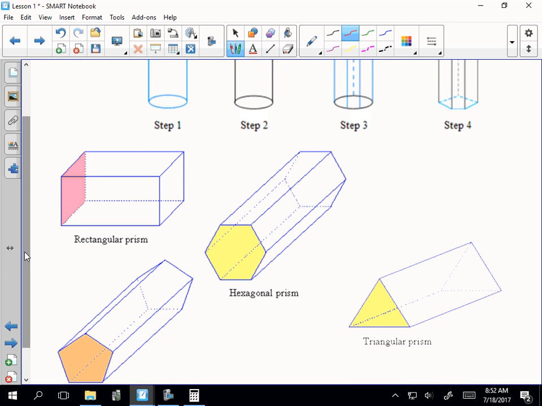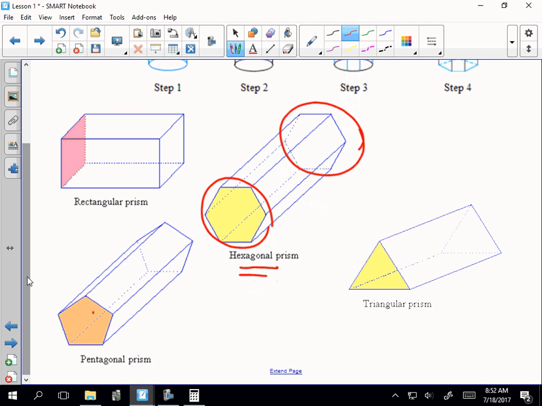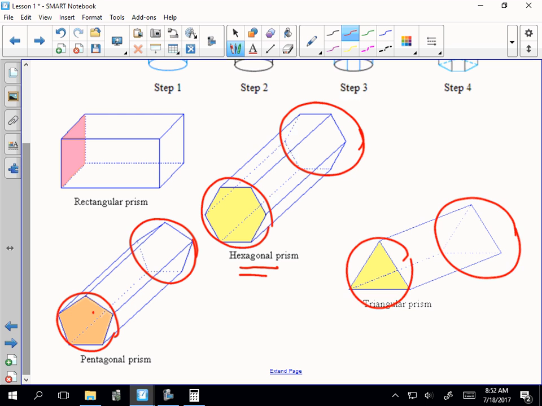The reason why I want to look at this page is important. Notice this hexagonal prism. It's not sitting on its base, but you always have to identify what are the two congruent parallel polygons. And that's what we name the shape based off of. This pentagonal prism down here, once again, the two congruent parallel polygon shapes. Same thing with our triangular prism there.